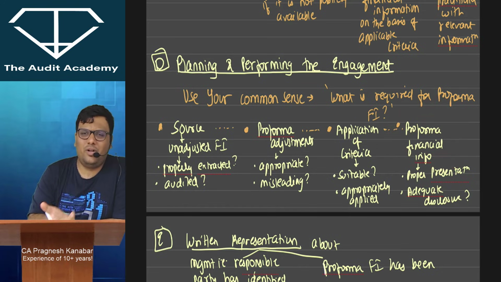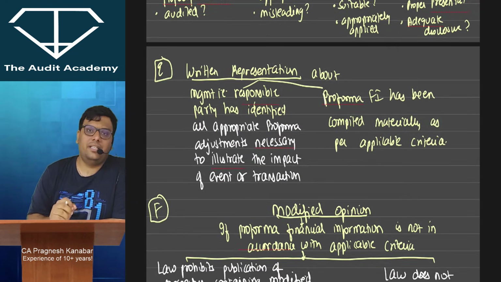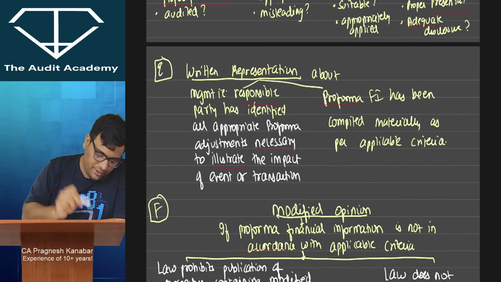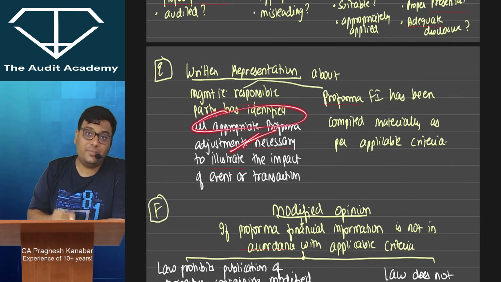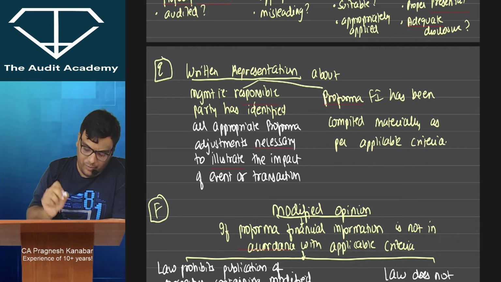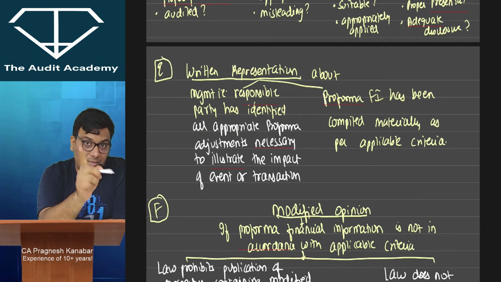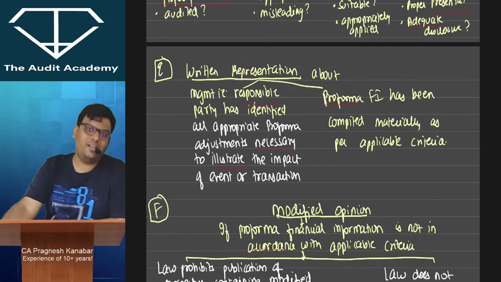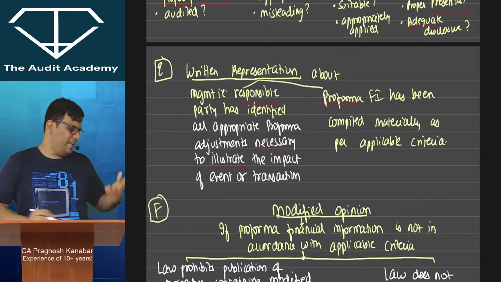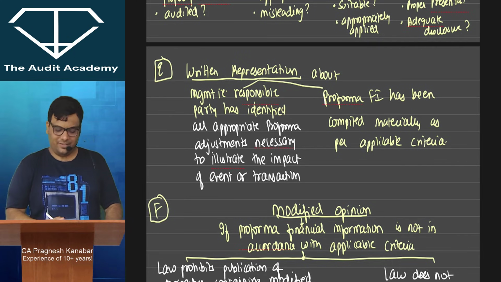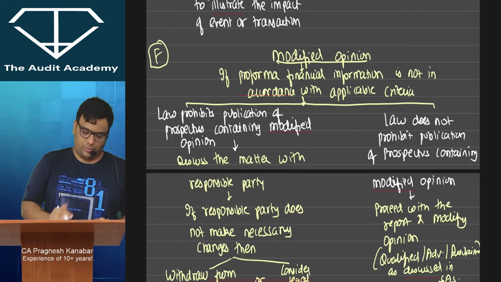Logical, Ray. What? You don't want code word for everything. Yes, sir. I want a written representation. Written representation में क्या होता है? We bind the management. Alright. The management, you give it to me in writing that all appropriate pro forma adjustments have been shown and have been adjusted properly. And then whatever pro forma financial information you have prepared, it is as per applicable criteria. Give it to me in writing. In written representation, you have to just be like a possessive boyfriend or girlfriend, man. That's it. Okay. Now listen to me.